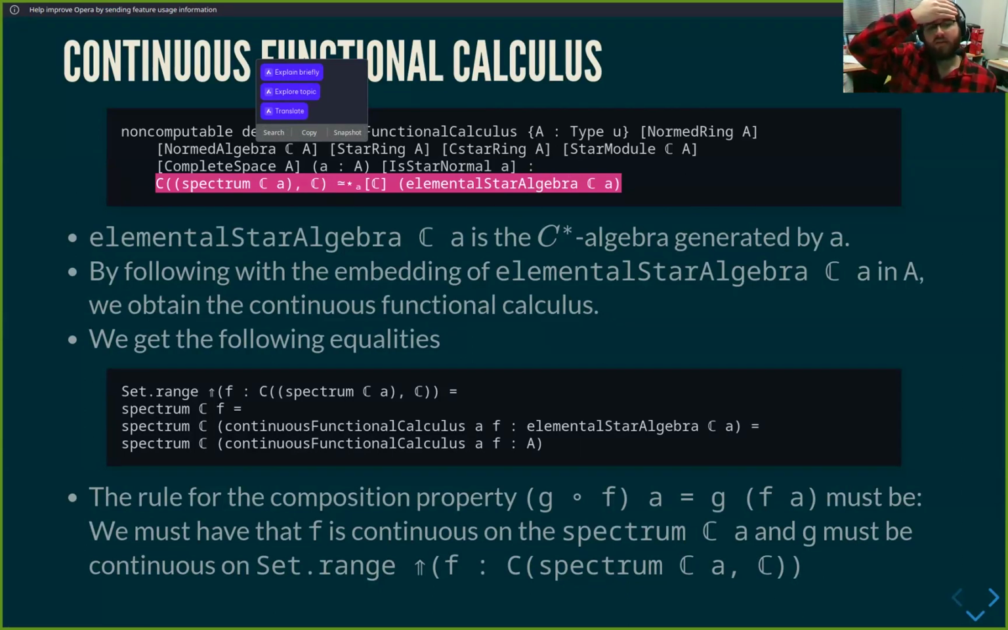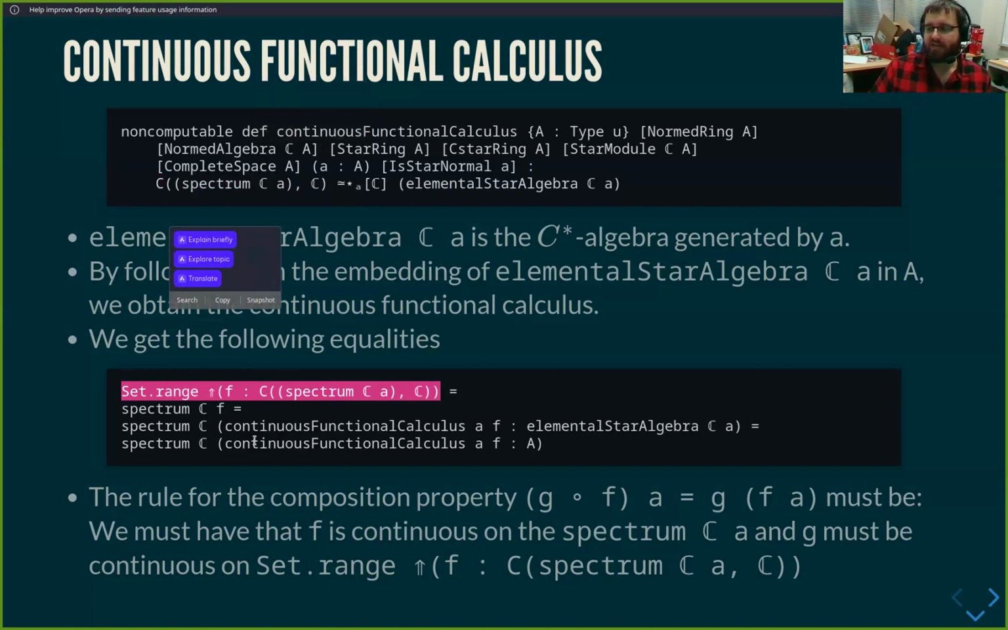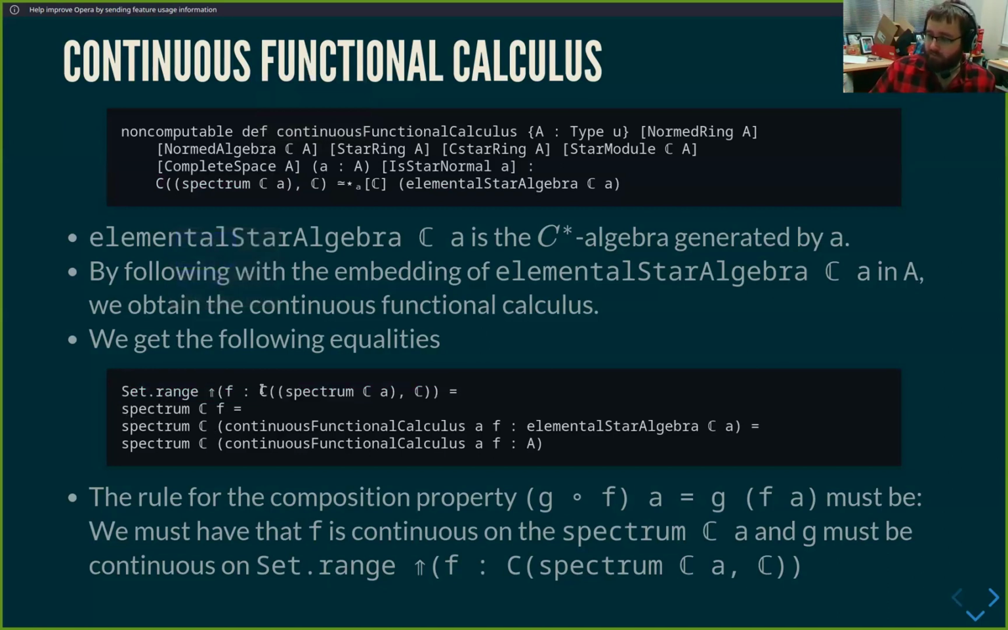Now, there's a few things about this. If you then take the embedding of this star subalgebra in the big algebra, you get that isomorphism that I talked about originally, from continuous functions to the algebra A. And that's what we call the continuous functional calculus. In particular, you get some equalities, right? The range of a function is exactly equal to its spectrum viewed as an element of this algebra, so that's just the spectrum of F.